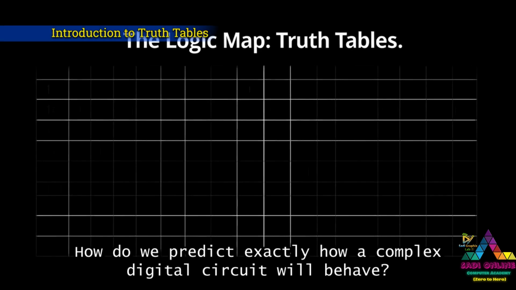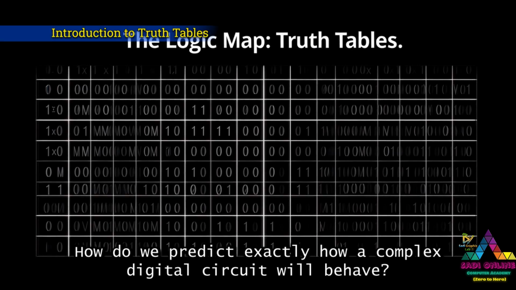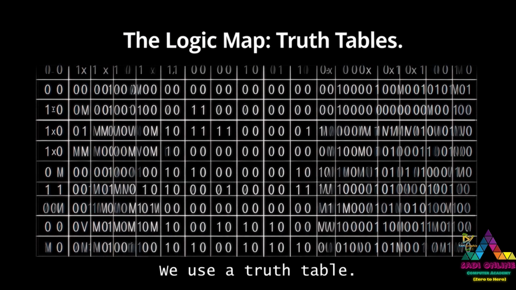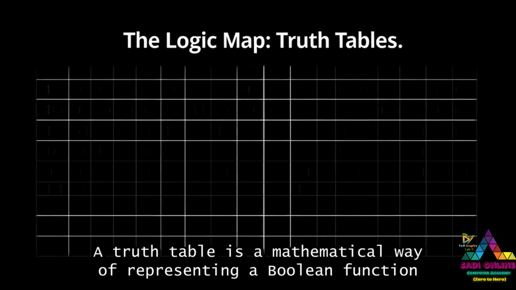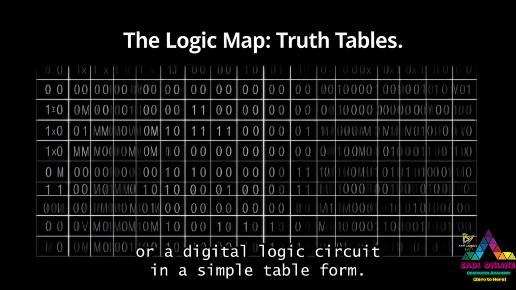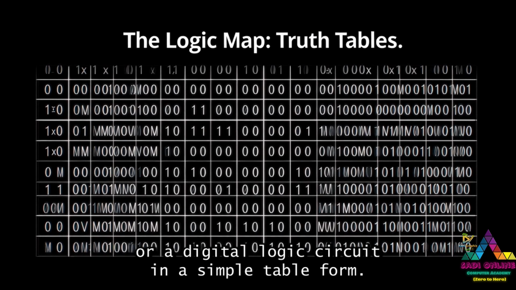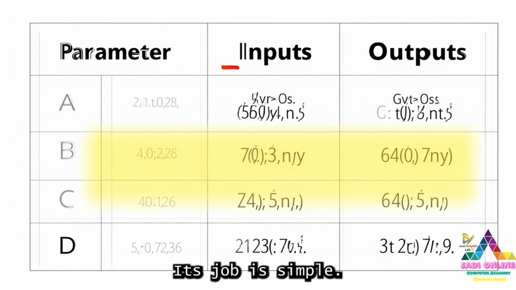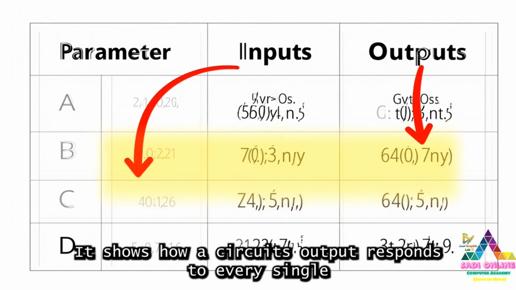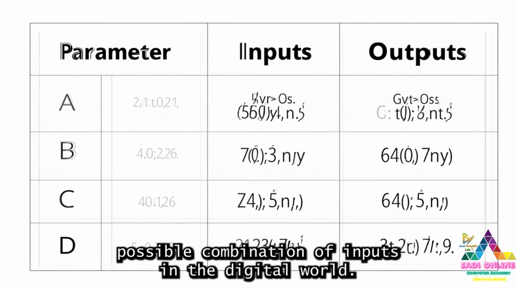How do we predict exactly how a complex digital circuit will behave? We use a truth table. A truth table is a mathematical way of representing a Boolean function, or a digital logic circuit, in a simple table form. Its job is simple. It shows how a circuit's output responds to every single possible combination of inputs.